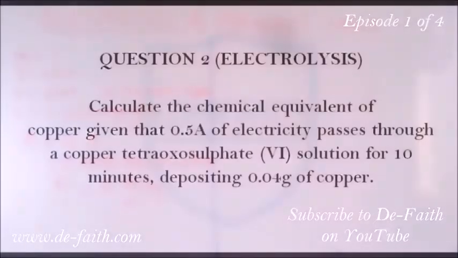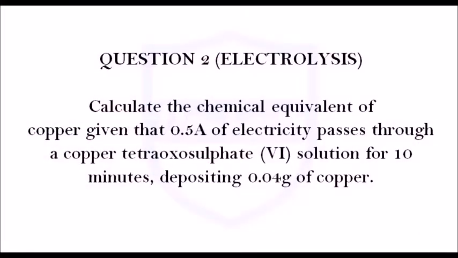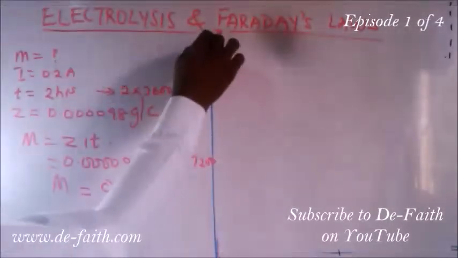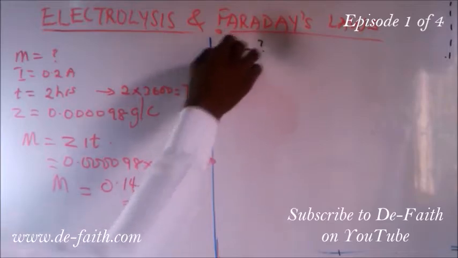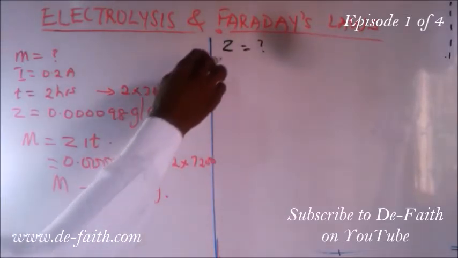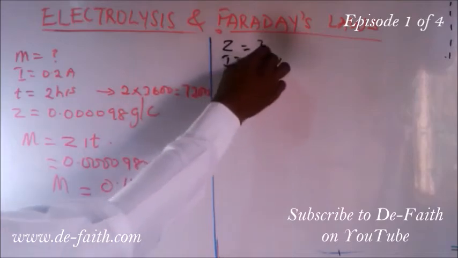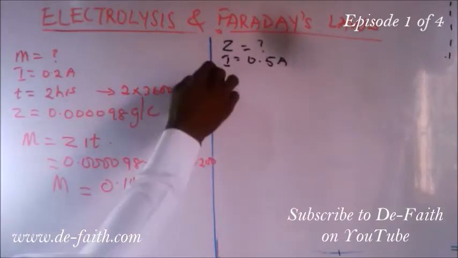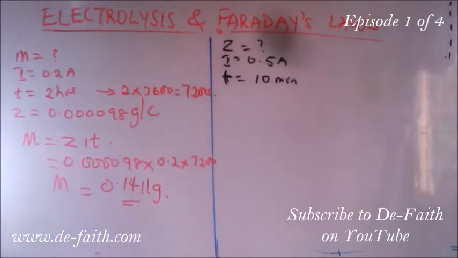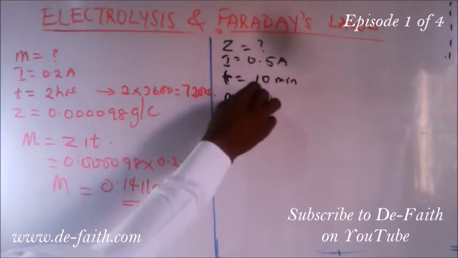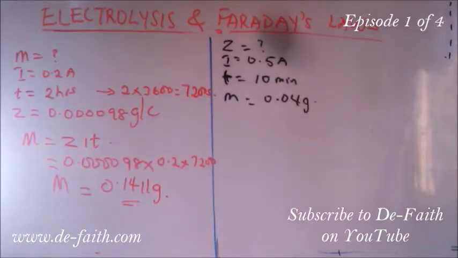Here's the second question. We have to calculate the chemical equivalent of copper, given that 0.5 ampere of electricity passes through a copper tetraoxosulfate 6 solution for 10 minutes, depositing 0.04 gram of copper. So here we are to look for the chemical equivalent, given that the current of 0.5 ampere passed through the circuit for a period of 10 minutes, and we have a mass of 0.04 gram being deposited.